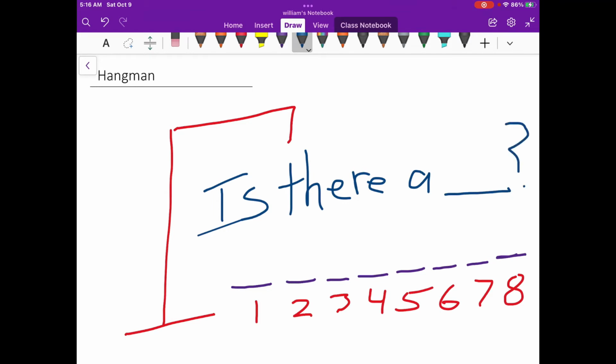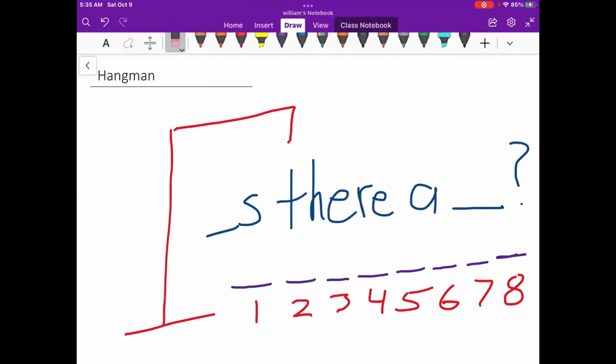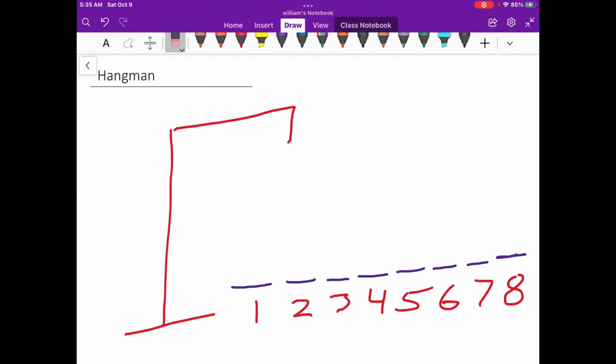So, for example, is there a B? Is there a K? Is there an L? Is there an M? Okay, let's erase this phrase because this wouldn't be on the board. So, let's do an example.